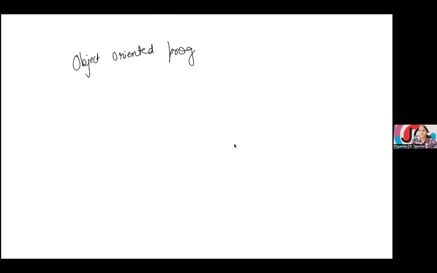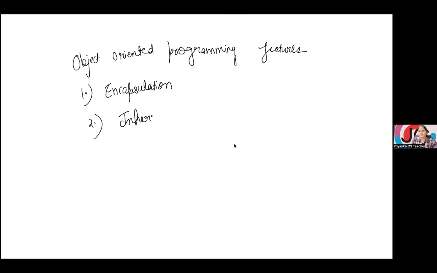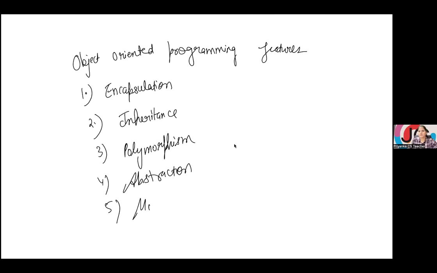Object-oriented programming languages are based on a few features. The first one is encapsulation. Second is inheritance. Then polymorphism. Abstraction. Modularity. Classes and objects can come under encapsulation, but I'm making it a different feature, classes and object.